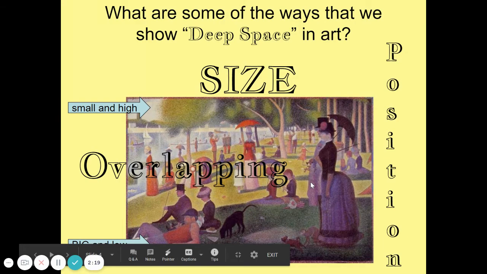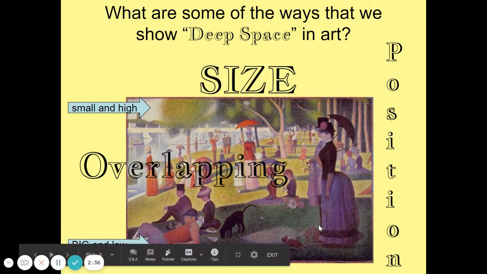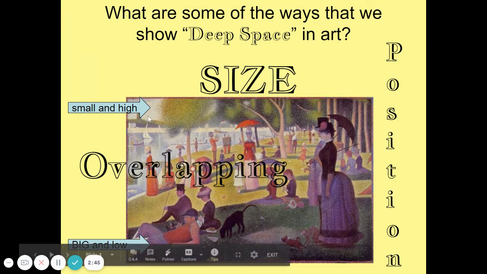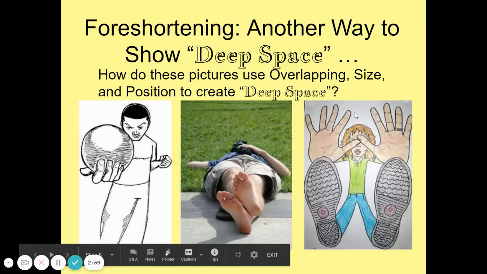The last way that we can show deep space in art is position. Position means where something is placed on the page. So if something is placed high up on the page, usually that item is farther away and in the background. When things are closer to the bottom of the art, that usually means that they are in the foreground of your art. So if you take a look at these blue arrows, you can see I pointed out some things to remember. Things that are small and high up on the paper are in the background, and things that are big and low down on the paper are in the foreground.